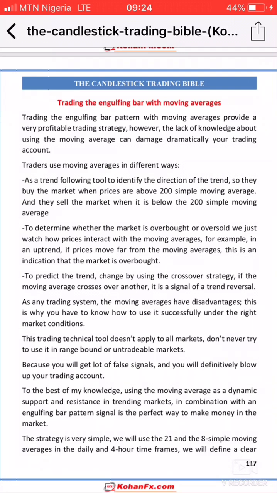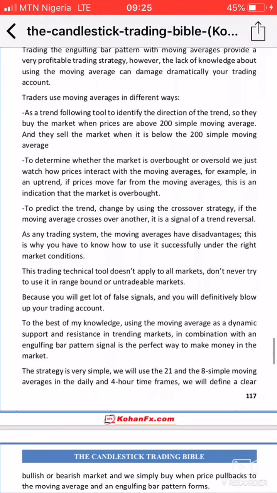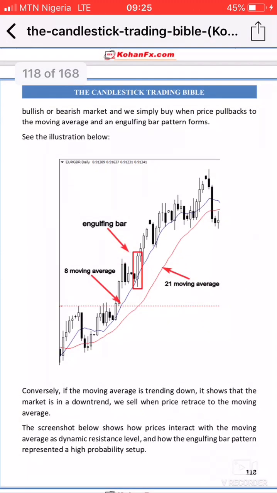To the best of my knowledge, using the moving average as a dynamic support and resistance in trending markets in combination with the engulfing bar pattern signal is the perfect way to make money in the market. The strategy is very simple. You will use the 21 and 8 simple moving averages in the daily and 4 hour time frames, where we'll define a clear bullish or bearish market and will simply buy when price pulls back to the moving average and an engulfing pattern forms.